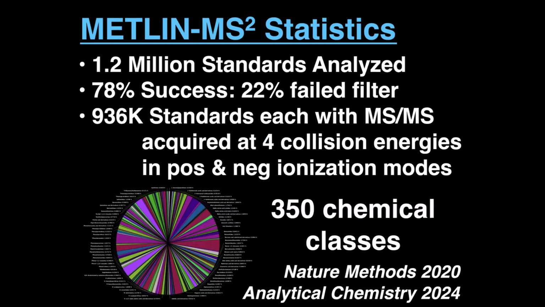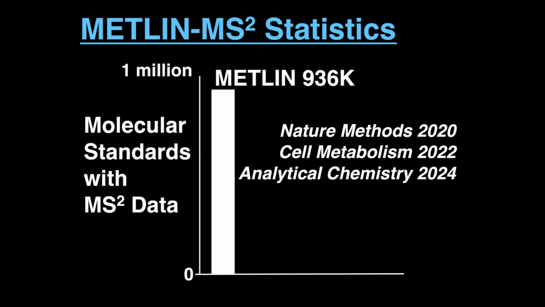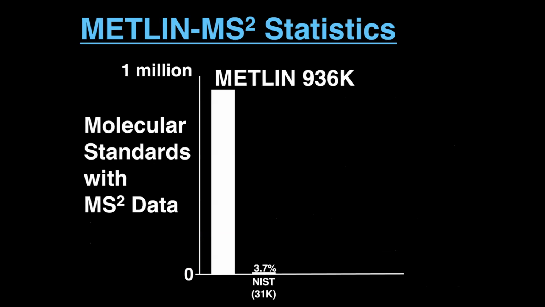So each of those 936,000 molecules has MS data at 4 different collision energies in both positive and negative ion mode, and they represent over 350 different chemical classes. And just to give you a perspective, Metlin is by far the largest database. NIST has grown a little bit since then, but it's roughly about 5% the size of Metlin, and there are other databases as well, but they're actually quite small.